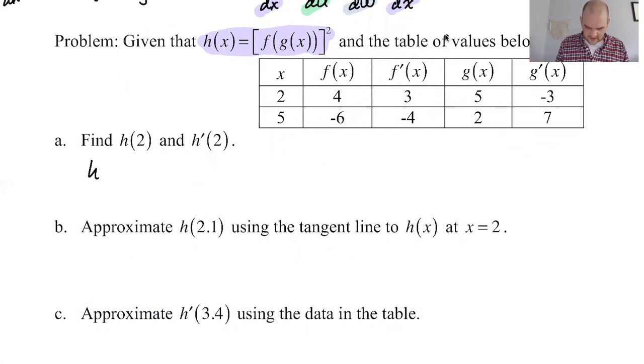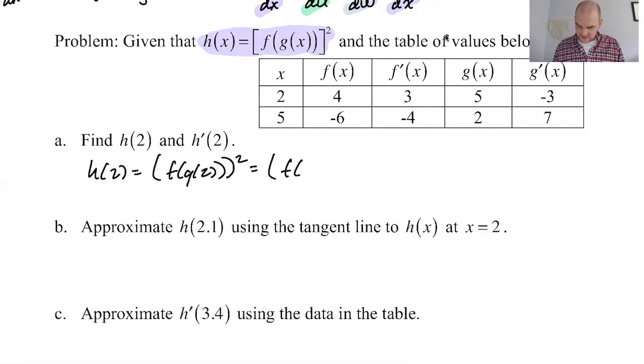So h of 2 is going to be the quantity f of g of 2, squared. So that's going to be the quantity f of, what is g of 2, right? The first thing I'm going to find is g of 2, because it's the innermost thing. g of 2 on the table is 5, and we're going to square. Now the next thing I'm going to find is f of 5. f of 5 in the table is -6, and then we'll square it. So 36. Okay, that's h of 2.